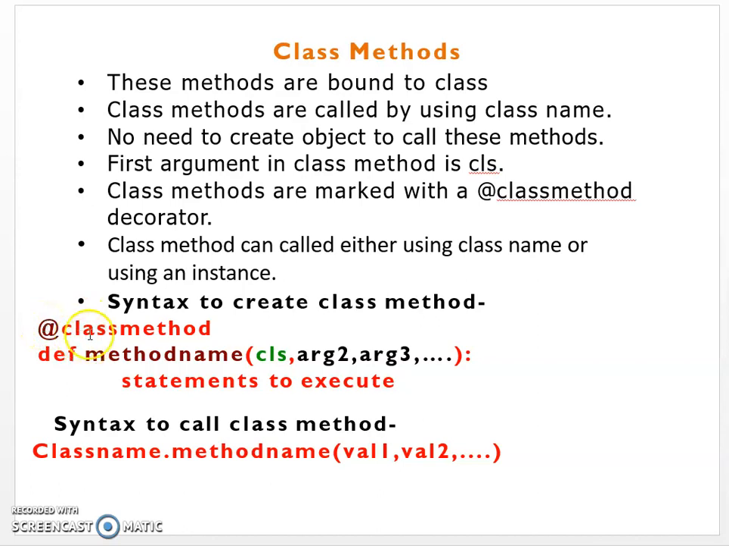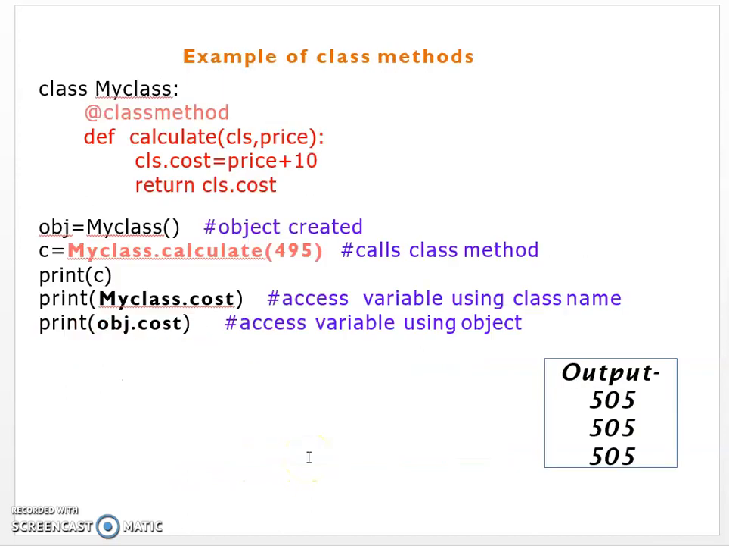It must have the decorator @classmethod, then def method name, and in brackets cls is the compulsory first parameter because it is a class method, then arguments, first argument, second argument, like this. And the syntax to call this method: either you can use the class name or the object name, then the dot operator and then the method's name. Now we will see the example on the class method.